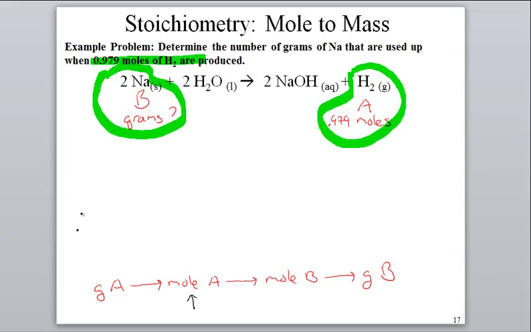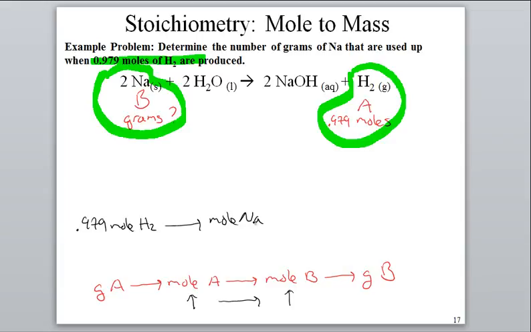So 0.979 moles of hydrogen. The next step is to figure out how many moles of B. So how many moles of sodium? There's no reason to work backwards. You don't have to use the molar mass of hydrogen. You're already given the number quantity. Once you have moles of A, use the chemical reaction to go to moles of B.